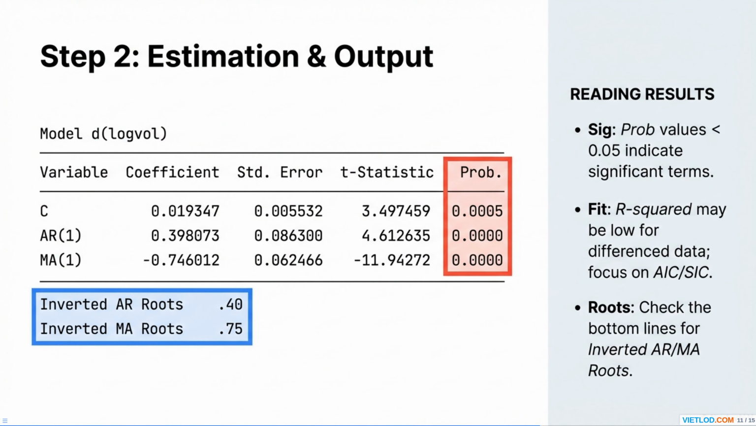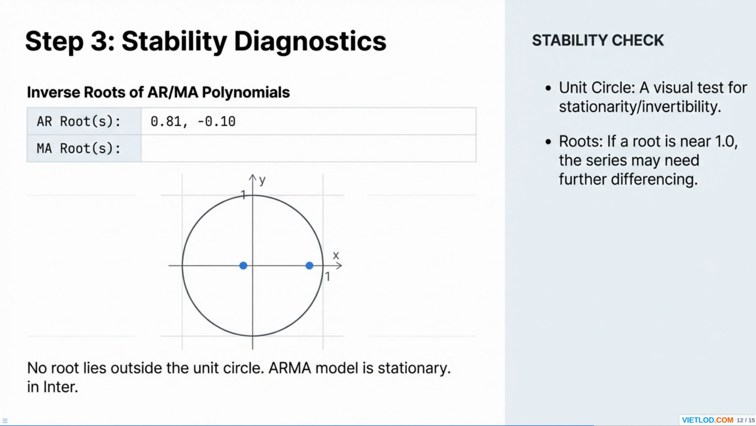Finally, a crucial check is the inverted ARMA roots found at the bottom of the output. For our model to be stable and interpretable, these values must have an absolute value less than 1. In this case, 0.40 and 0.75 are well within the unit circle, confirming our model meets the necessary stationarity and invertibility conditions.